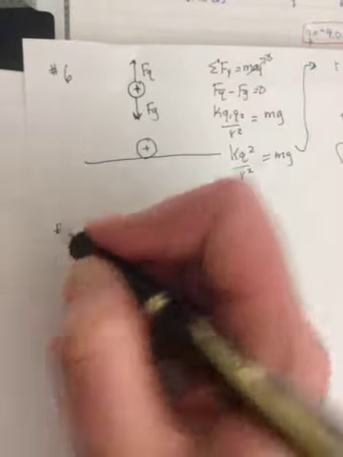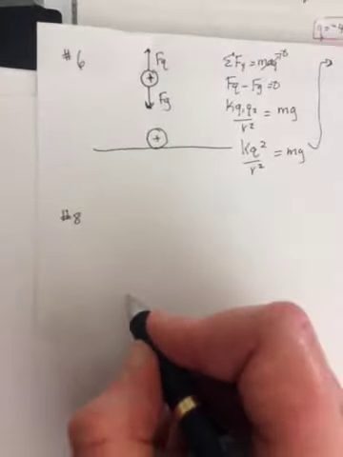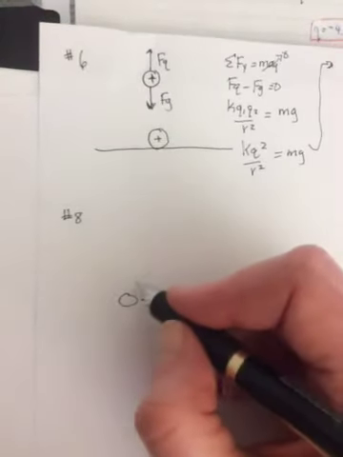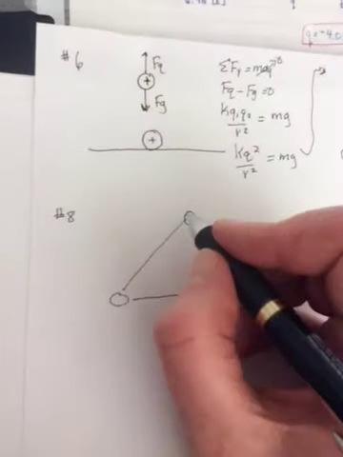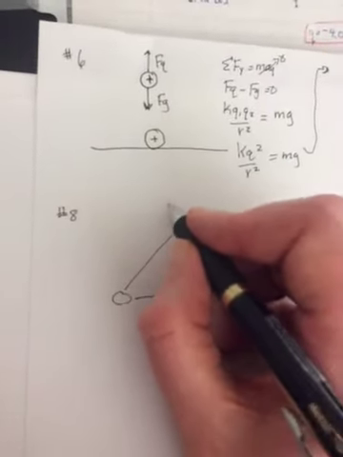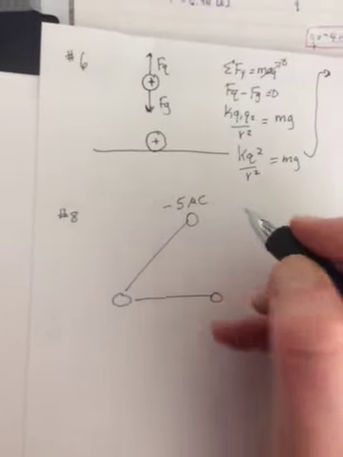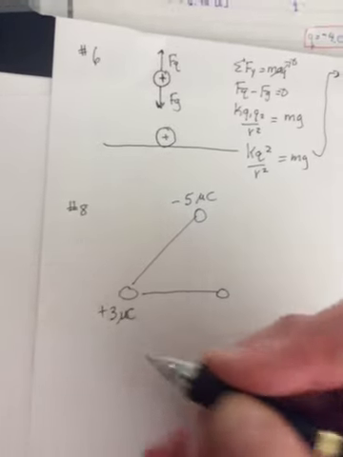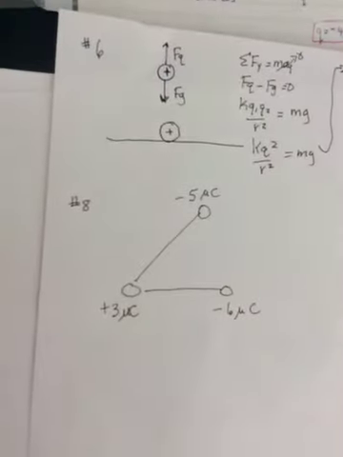Then I asked you to do number 8. And you should be thankful I told you you could skip number 7. Tonight I'm going to get you to do part of number 7, but I won't make you do it all because it's rough. If you have to do it all, it's long. So this charge up here is minus 5 microcoulombs. This one down here is positive 3 microcoulombs, and this one over here is negative 6 microcoulombs.